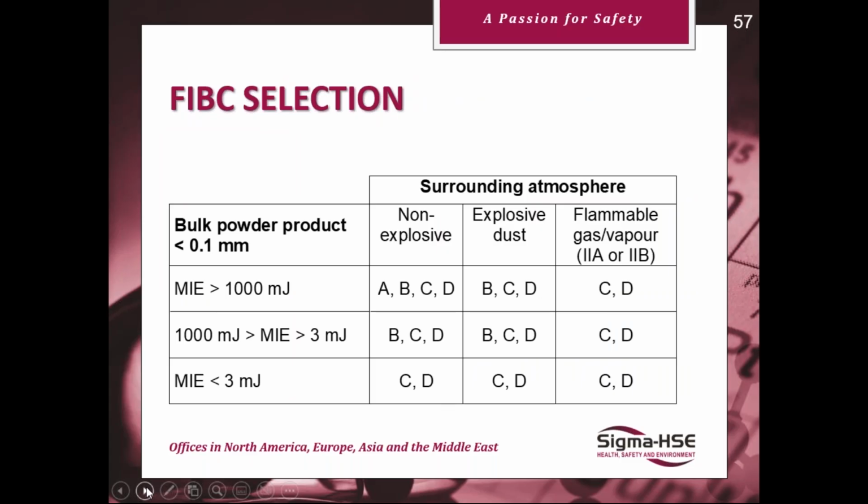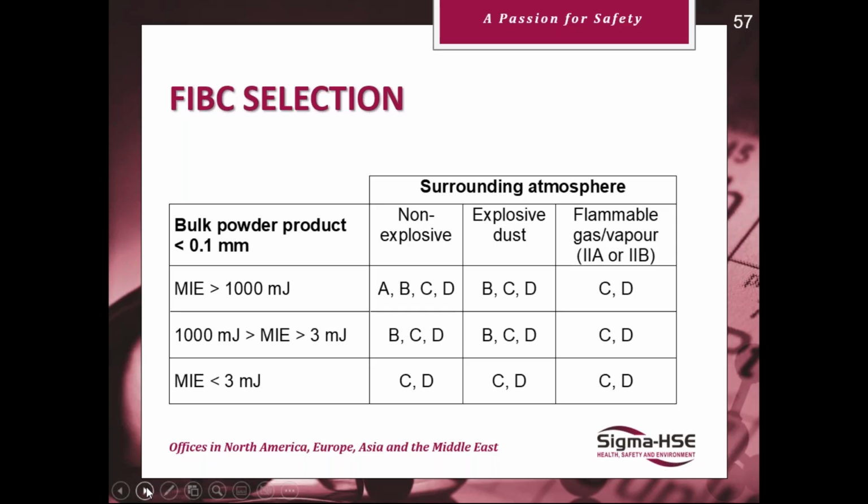So the selection here, bulk powder product, less than 0.1 millimeter. If we've got an MIE which is massive, a joule, we can use non-explosive atmospheres, anything, explosive dust, B, C, and D, flammable gases and vapors in the surrounding atmospheres, C and D, only if the gas is group 2A or group 2B.